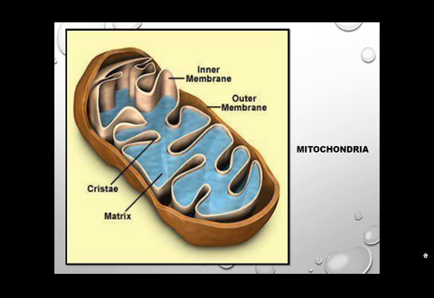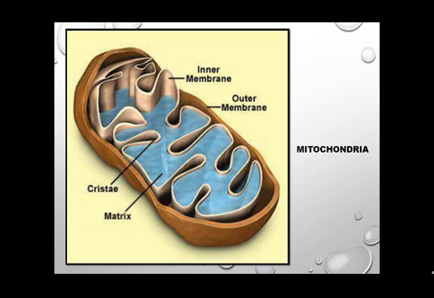So now, let us move to the structure of the mitochondria. As you can see, the structure of the mitochondria contains an outer membrane and an inner membrane. And this inner membrane is folded inwards to form the cristae. And the ground substance which is present inside the inner membrane is known as the matrix.